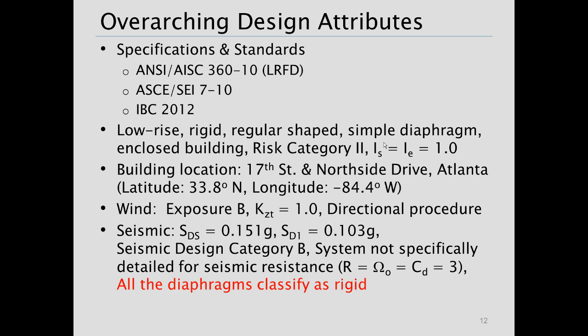For the wind exposure, let's assume exposure B. No topographic effects. We're going to use the directional procedure or building of all heights method in terms of pulling in the loads that we'll use for wind. Given the site, basically assuming a site class category B, we end up with these spectral acceleration values that you see here. That pushes us into seismic design category B in ASCE 7. And we're going to look at designing this building as a system not specifically detailed for seismic resistance. So our R factor, omega factor, and C sub d factor are all 3.